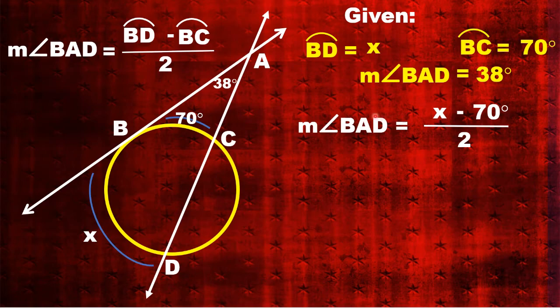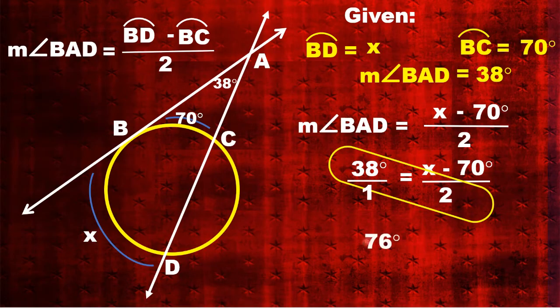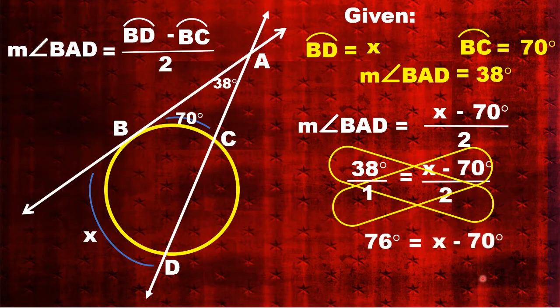But again, di ba, given din ang measurement ng angle BAD, which is 38 degrees, equals x minus 70 divided by 2. Again, 38, meron siyang invisible denominator na 1. Now, by cross multiplication, we have 38 times 2 is equal to 76. And 1 times x minus 70 is just the same as x minus 70.